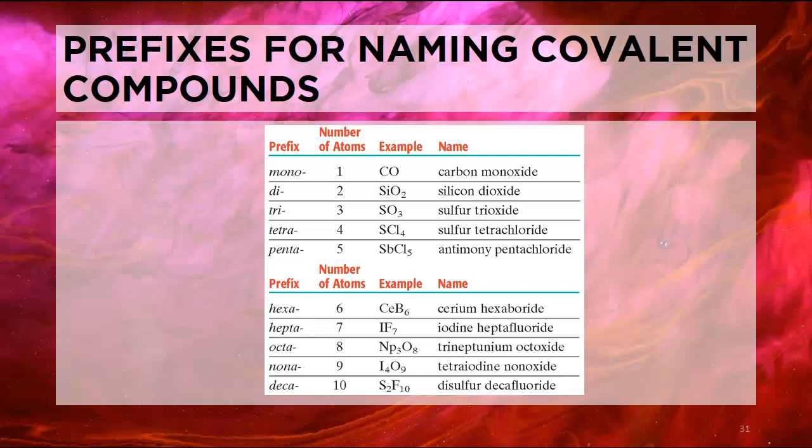Octa means 8, so notice like we were saying, in the first word here we do have to put the tri in front. So it's going to be trineptunium octoxide. Nona means 9, so tetraiodine nonoxide. And finally, deca means 10, so disulfur decafluoride.